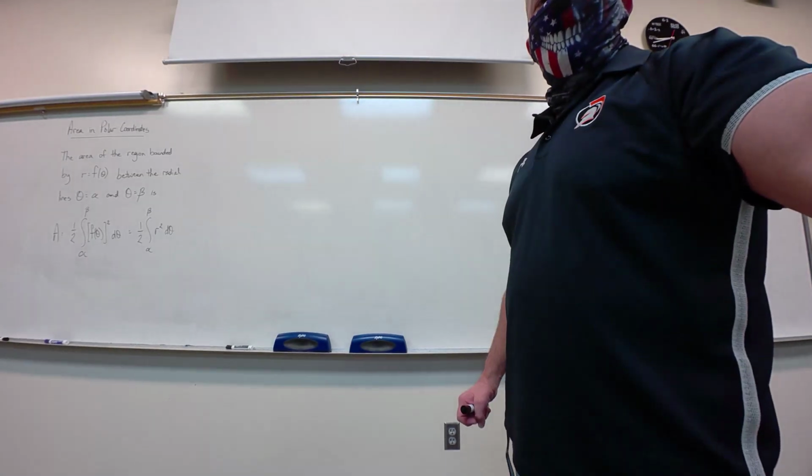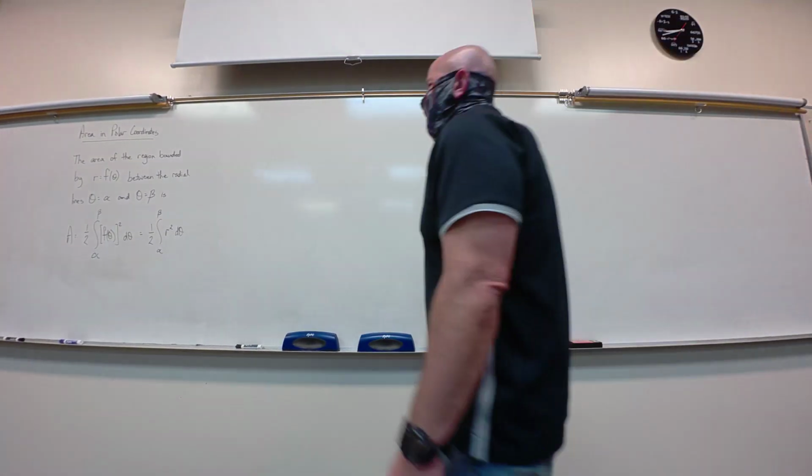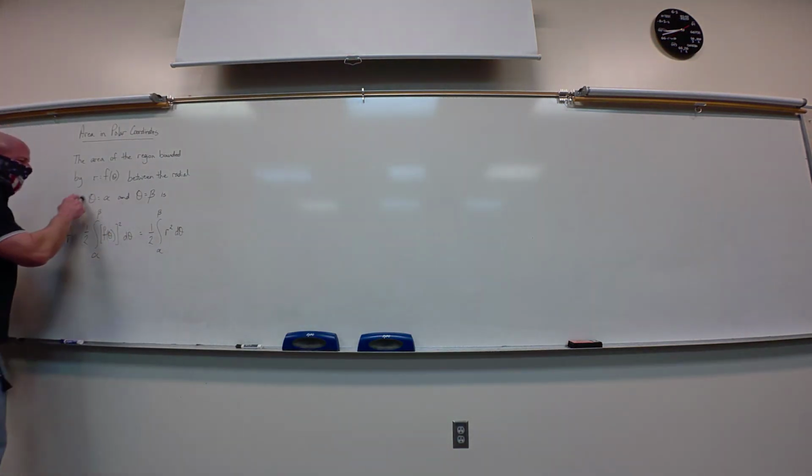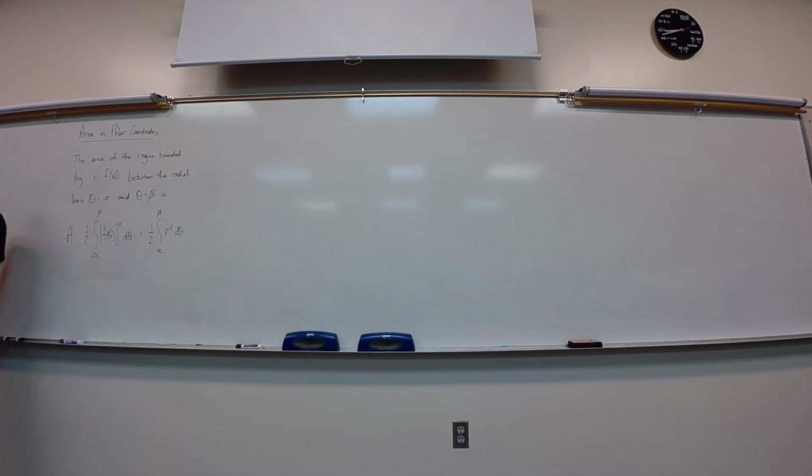The radial lines, alpha to beta, this is referring to the theta min, the theta max to complete the graph. So was the graph completed from 0 to 2 pi? Was it completed from 0 to pi? Did you have to go from 0 to 4 pi? Were you only looking at from pi thirds to 2 pi thirds, whatever? That's just the angles we're looking between where that graph's created.